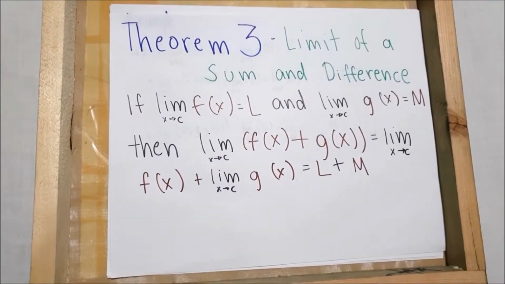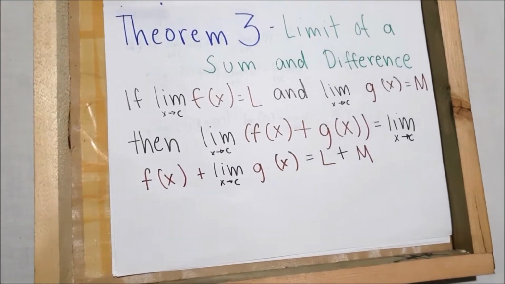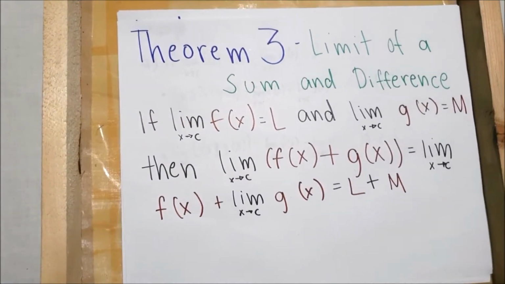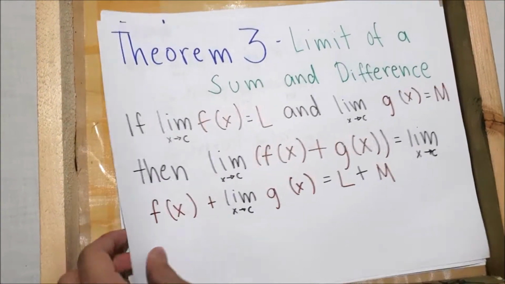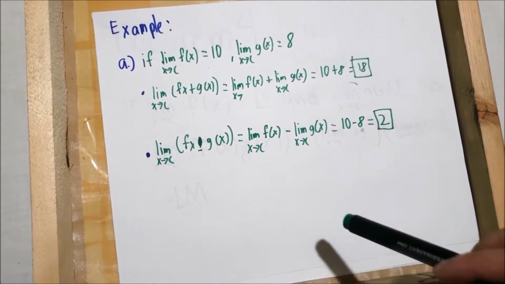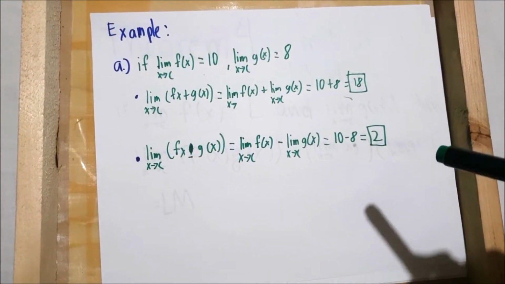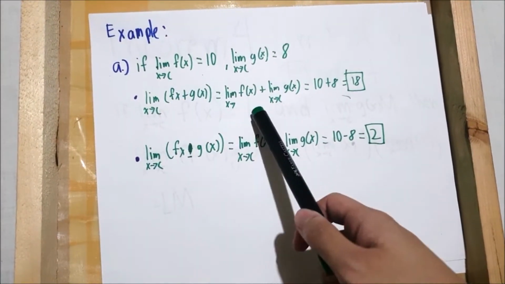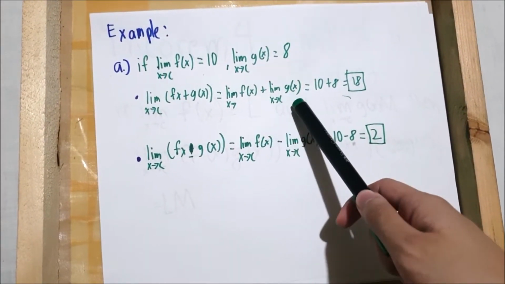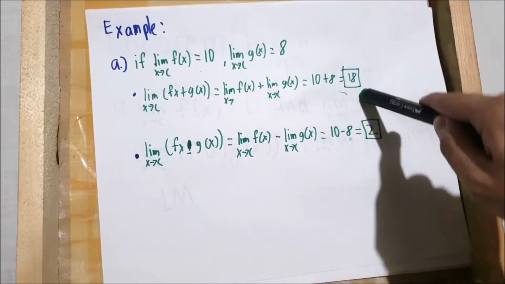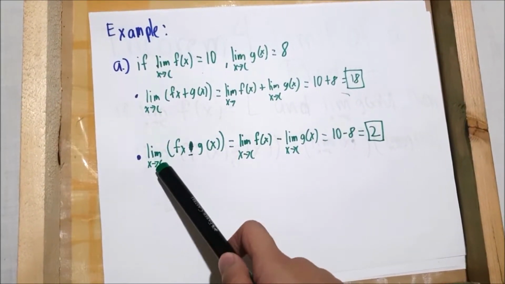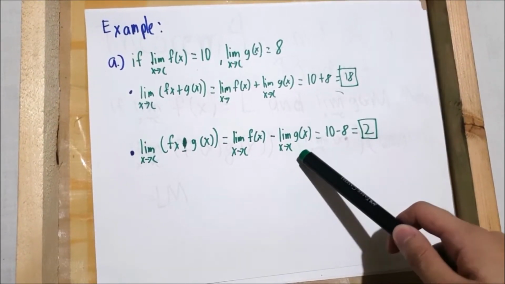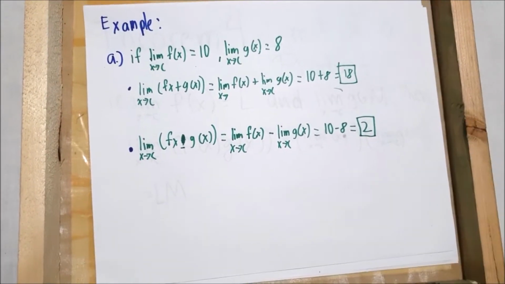Theorem 3. Limit of a sum and difference. If the limit of f of x is equal to L and the limit of g of x equals m, then the limit of f of x plus g of x equals L plus m. Example. If the limit of f of x is equal to 10 and the limit of g of x equals 8, the limit of f of x plus g of x equals the limit of f of x plus the limit of g of x, which is equal to 10 plus 8, or 18. The limit of f of x minus g of x is equal to the limit of f of x minus the limit of g of x, which equals 10 minus 8, which is equal to 2.